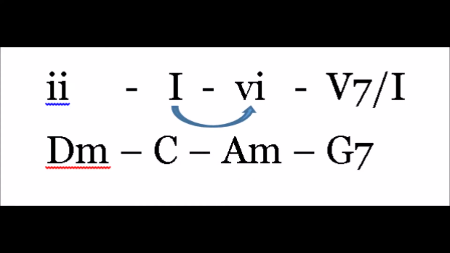Remember, it's 2 minor, 1, 6 minor, 5, 7. Well, in this case, I'll do it 5, 7. D minor, 2, 1, 6 minor, 5, 7. Back to 2. 1 major, 6 minor, 5, 7. Now let's do it faster.